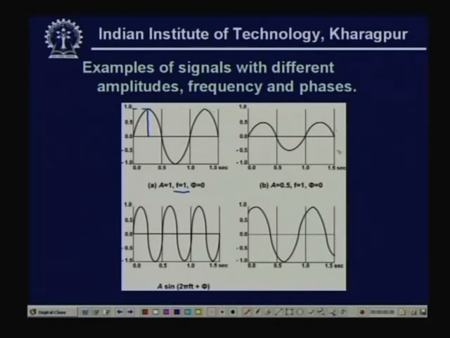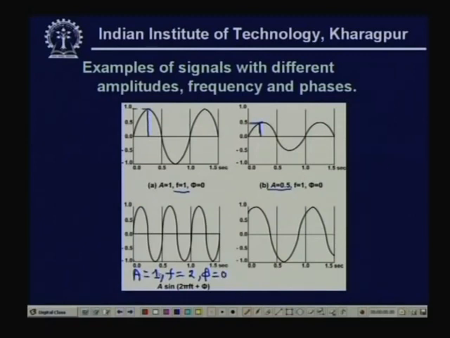Now, here is another signal. Here amplitude, as you can see, the peak value is 0.5, with respect to this we can compare. So, A is equal to 0.5, frequency is same, it is repeated after 1 second, and here also phase is 0. Here on the other hand, within 1 second there are 2 complete cycles. So, frequency f is equal to 2, although amplitude A is equal to 1 and phase phi, in this case, is 0.